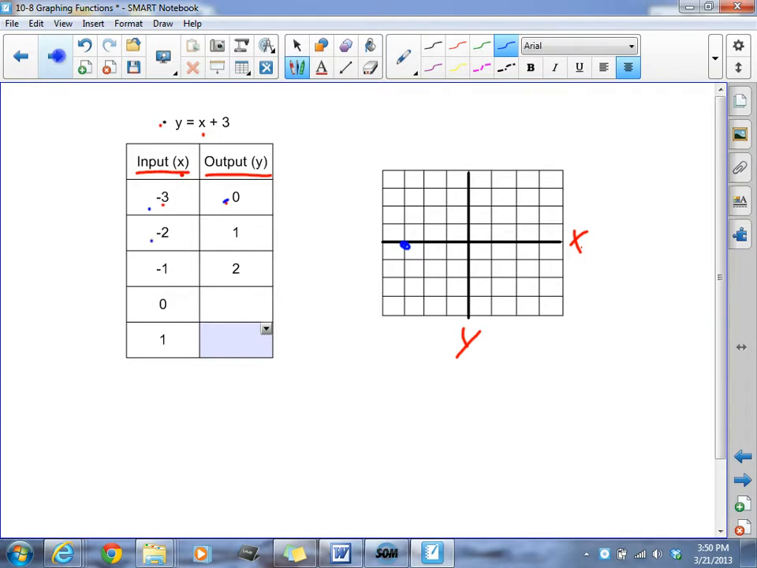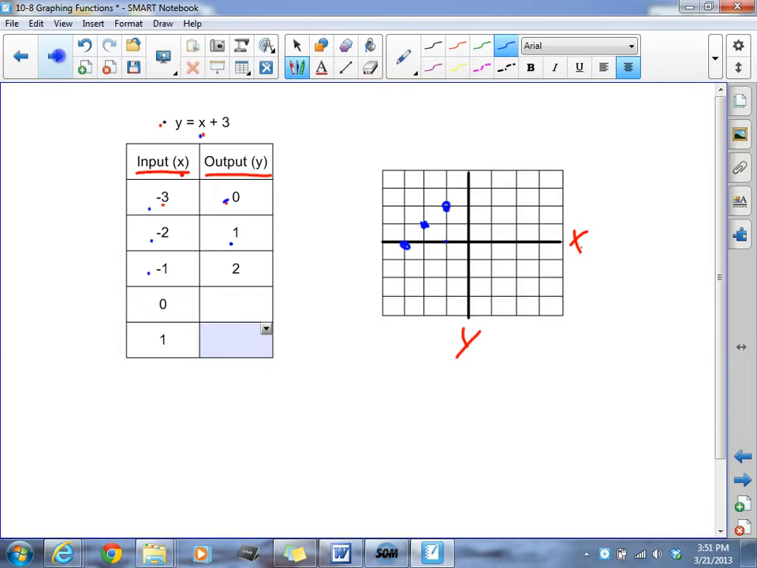Next point. Negative 2, put a negative 2 in the formula. Negative 2 plus 3, the answer is going to be 1. I'm going to use that as my ordered pair. So I'm going to go negative 2, 1, 2, and then up 1, right there. And see, now I have 2 points. Let's do a third one. Negative 1, 2. Once again, I'm going to go negative 1 right there, and then up 2, 1, 2, right there.